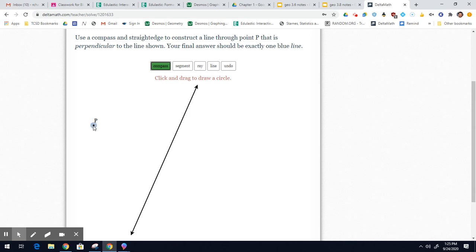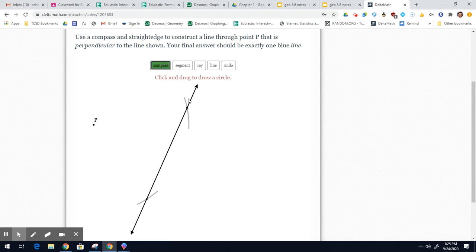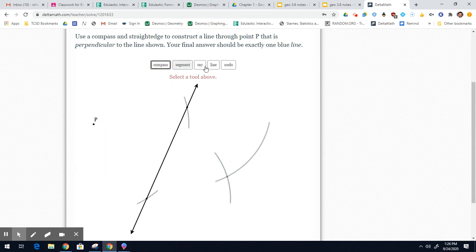The way that we do that is we put the center on P and we extend our circle down past the line, just like so. We mark those two spots where this circle crosses that line. Now we take our compass and put the center on one of those points and extend it more than halfway. I think that's more than halfway. Put your arc somewhere here to the right of that line. Move the compass center to the other side and put that arc on that side of the line so they intersect, and there's my second point. Use my line tool, connect P to that point, and I have just drawn the perpendicular.